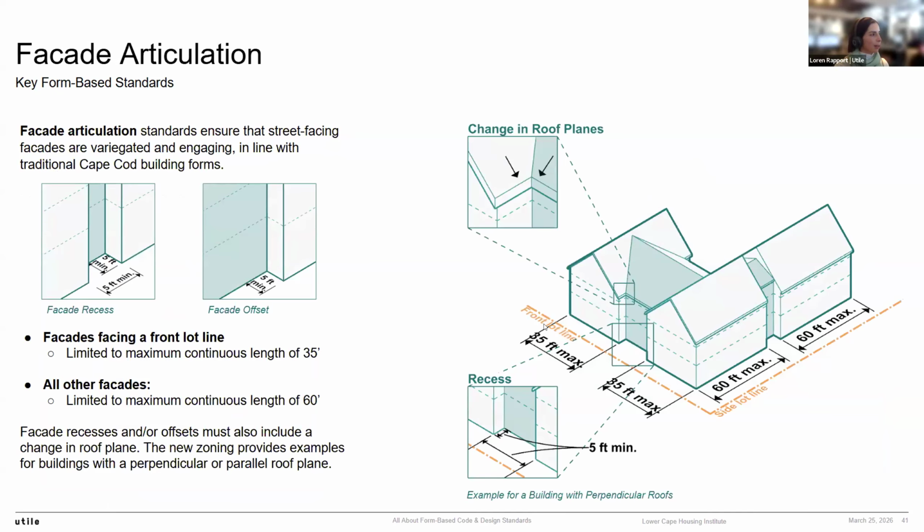We also had standards around facade articulation, and we wanted to make sure, again, we were looking at existing context and what seemed to fit well with existing patterns, and what was considered desirable from what we heard from the community for Orleans. And so we have different standards for the maximum facade length when you're facing a street or front lot line, and we have larger continuous facade length standards for facades that face any other lot line.